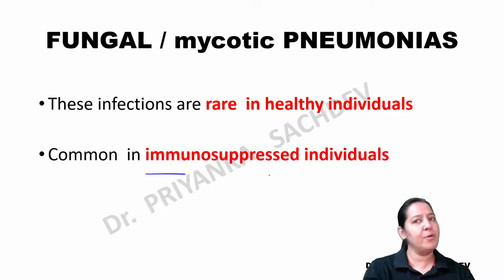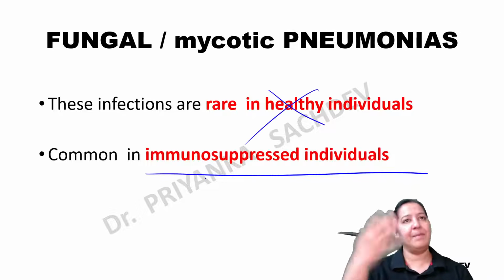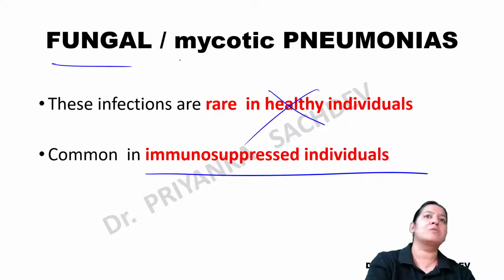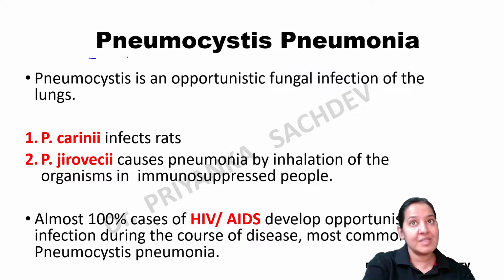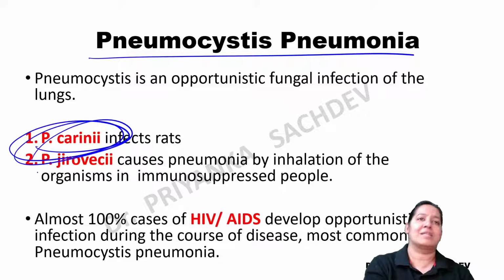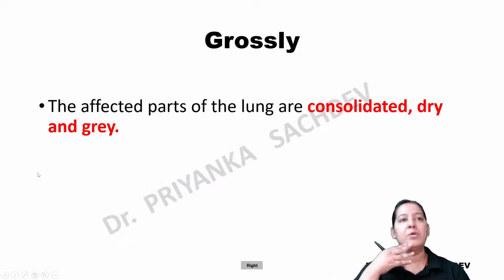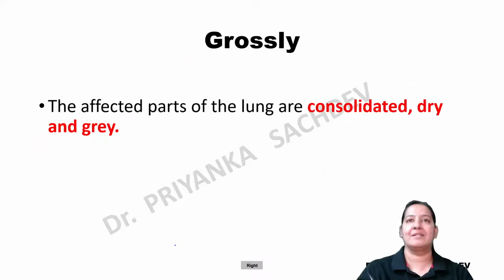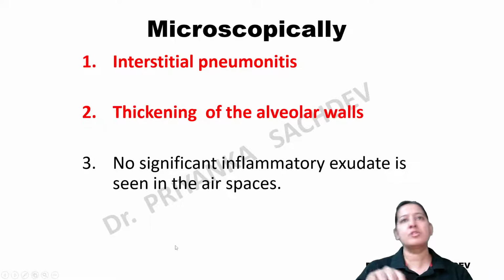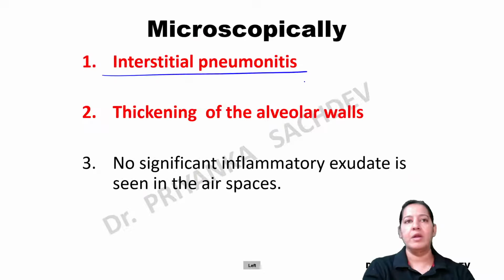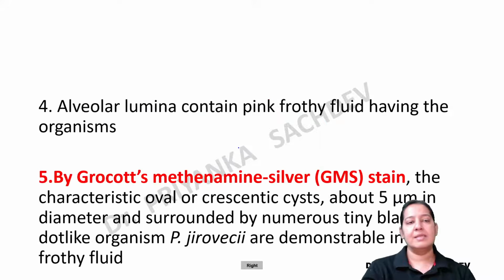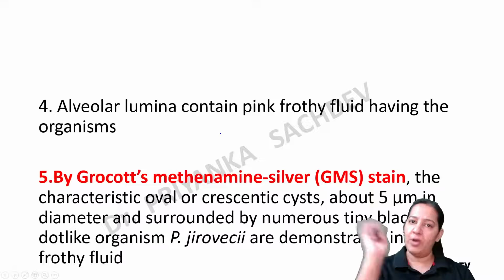Fungal pneumonia occurs in an immunocompromised person. Fungal pneumonia never occurs in a healthy person. Fungal pneumonia is also known as mycotic pneumonia. Pneumocystis carinii is the most common fungus which causes pneumonia. It usually occurs in HIV persons, that is, immunocompromised persons. It is also interstitial pneumonia. That is background. So here also there is absence of alveolar exudate.